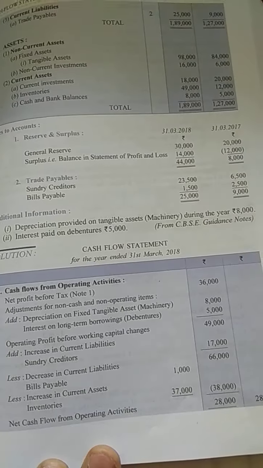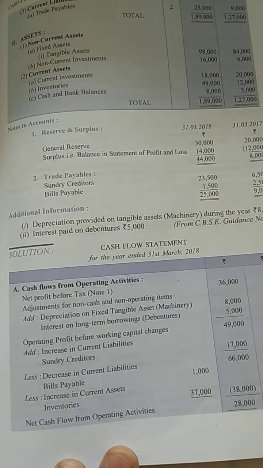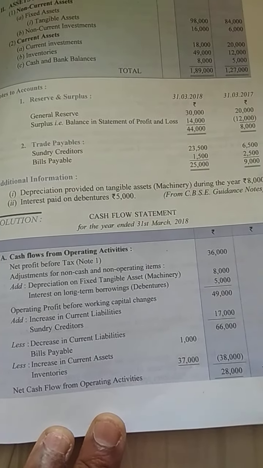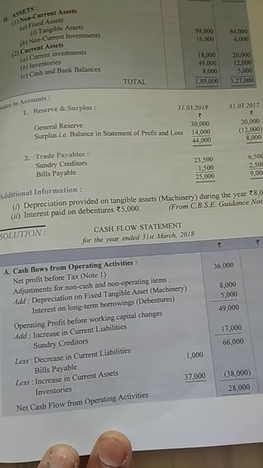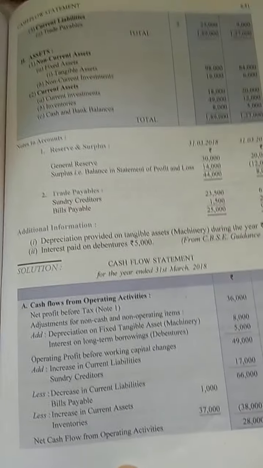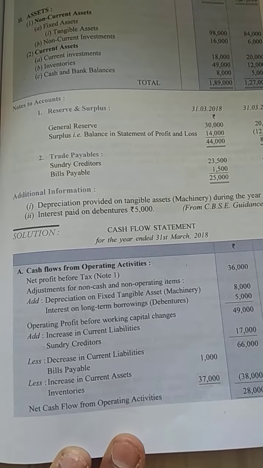There is a decrease of 1,000. It will be shown according to the format. Decrease in current liability, decrease in bills payable by 1,000. And for an increase, it is just the opposite. Now, in this, the increase in current assets is treated according to the format.